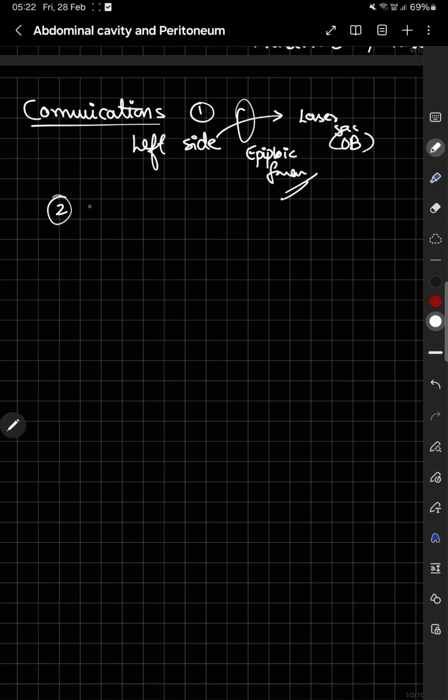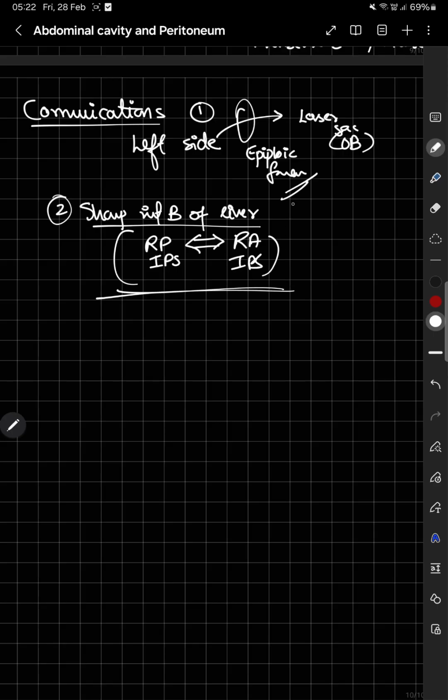And second thing is near the sharp inferior border of liver. So near the sharp inferior border of liver, it communicates with the right anterior intraperitoneal compartment. So near the sharp inferior border of liver, first we have the right posterior intraperitoneal space, which would communicate with the right anterior intraperitoneal space. Okay, this happens near the sharp border of the liver.